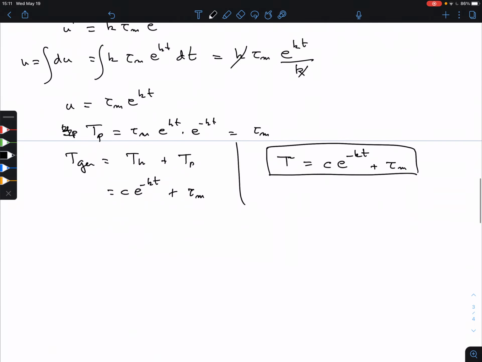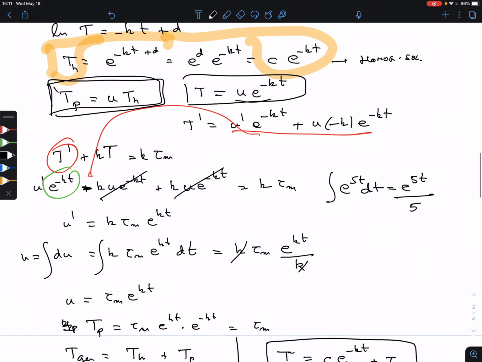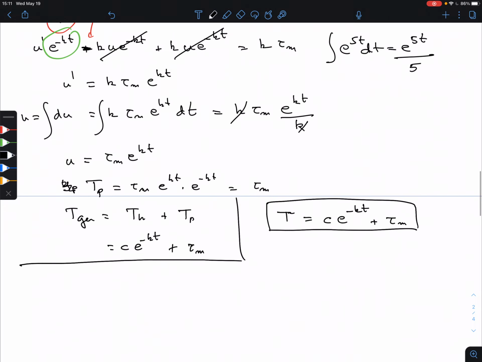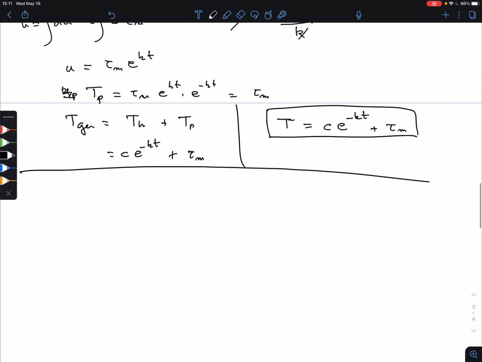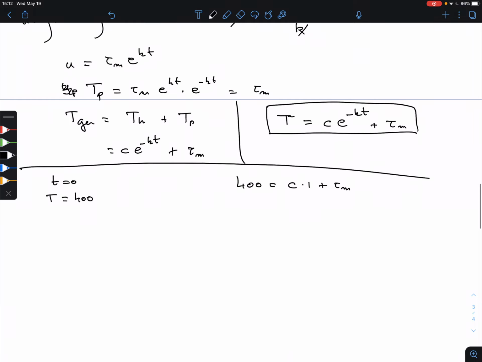We're now going to use the data that we have. Let's see, first of all, what we know. What was the data here? We know that if t is 0, then capital T was 400. Let's start with that. 400 equals C times 1 plus tau m. Okay, you say, oh, that's bad because I don't know what tau m is yet. Okay, but we have more.